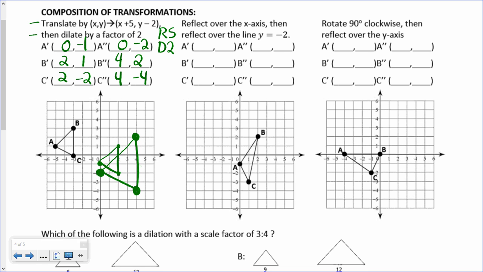All right. Does everybody understand that first one? Yes. Okay. Let's move on to the next one. I'm going to be doing two transformations. I'm going to reflect first over the x-axis, and then reflect again over the line y equals -2. Stay with me, guys. All right. Where is the x-axis?